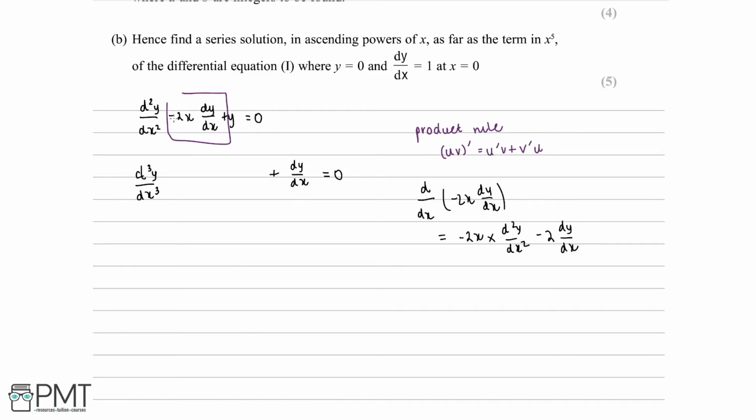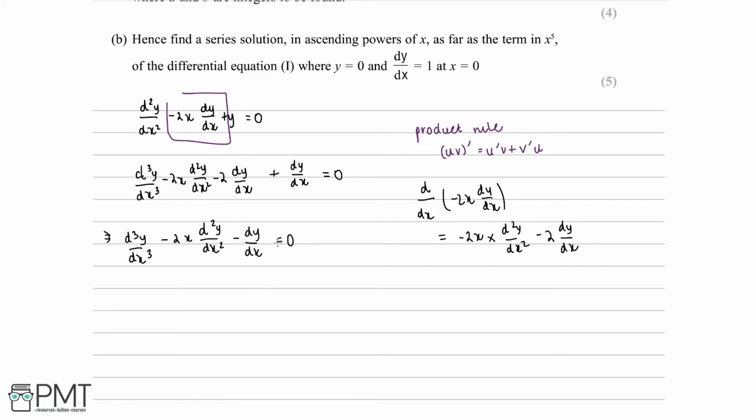And thus, our derivative of minus 2x multiplied by dy by dx is equal to minus 2x multiplied by the second derivative of y minus 2 multiplied by the first derivative of y. Now we can see that we have a minus 2 dy by dx over here, and we have a plus dy by dx over here, so we can add them in order to form the third derivative of y minus 2x multiplied by the second derivative of y minus dy by dx is equal to 0.